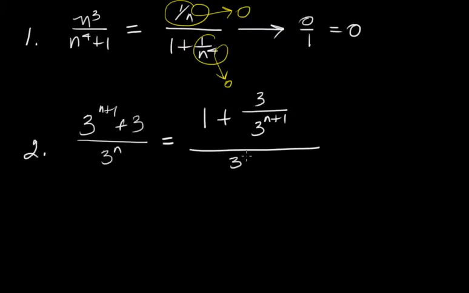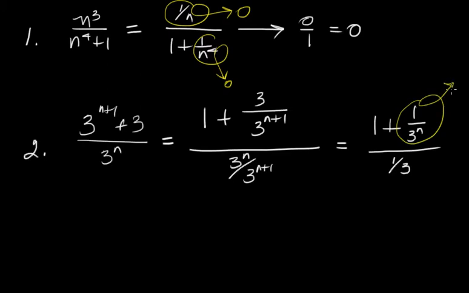Well, let me write it. On top, that's equal to 1 plus 1 over 3 to the n, canceling out factors of 3, and on the bottom I have 1/3. So look, this is very easy. Once you do this, you can see which parts go to 0. 1 over 3 to the n goes to 0, and our limit then is 1 over 1/3, which is 3. The limit is 3.